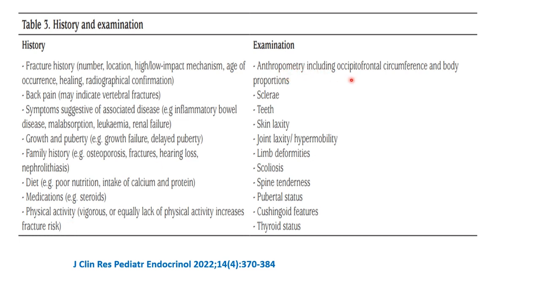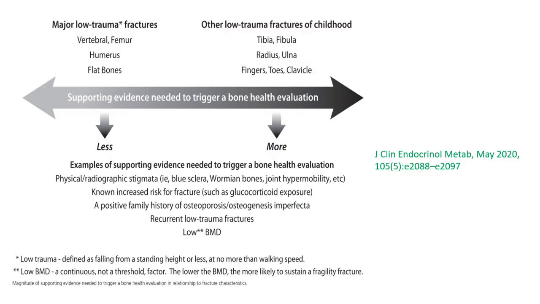Examination: anthropometry, including the occipitofrontal circumference and body proportions, sclera, teeth examination, skin laxity, joint laxity, limb deformities, scoliosis, spine tenderness, pubertal status. To rule out Cushing's syndrome is also of importance, and also to look at the thyroid status. If the fracture is because of low trauma of the tibia, fibula, radius, ulna, fingers, toes and clavicle, it should trigger in our mind a bone health evaluation.